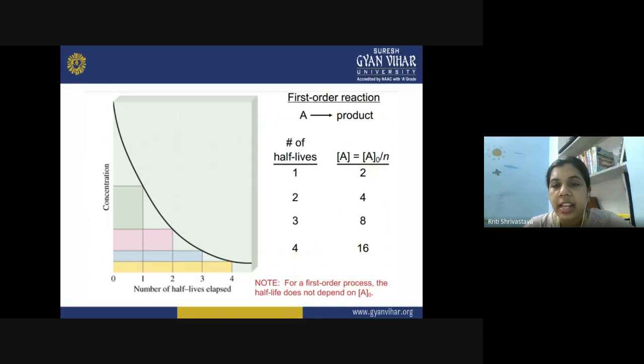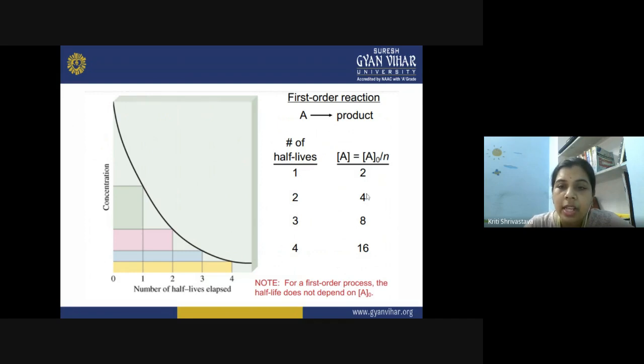So let us take another example. Suppose this is the first order reaction, and this is the reactant A getting converted into product. So many half lives are given here, the first half life. In the first half life, what will happen? The concentration will be just half of the initial value. Now this final value in the first half life becomes the initial concentration in the second half life, and the final concentration at the end of the second half life becomes the initial concentration of the third half life, and so on.